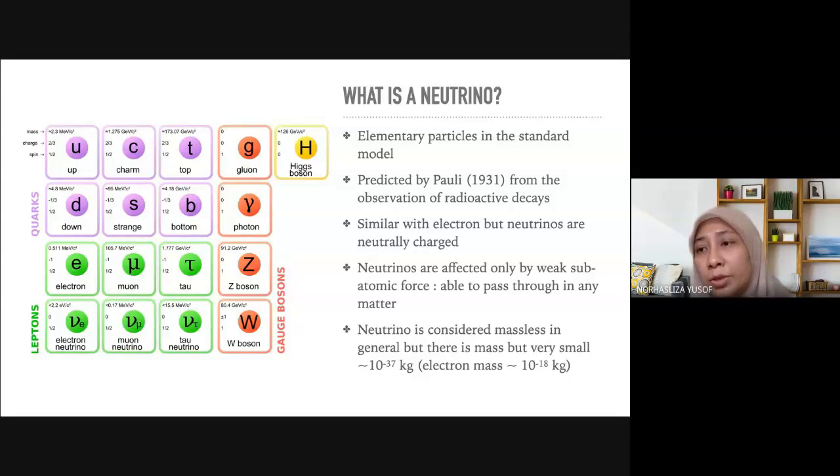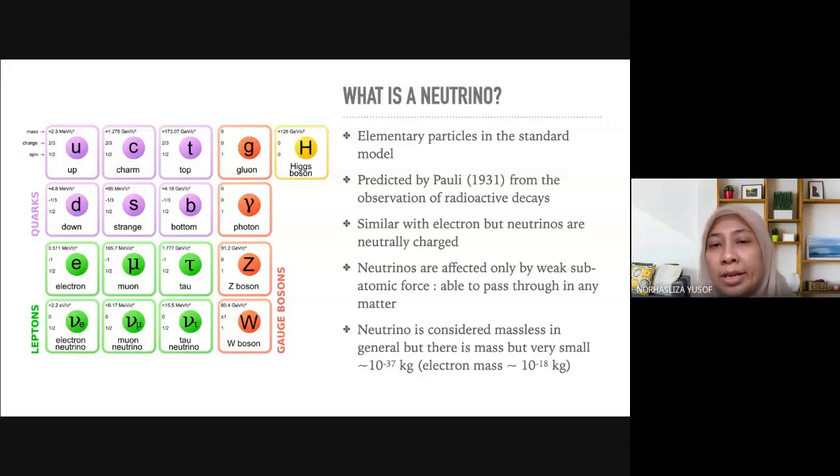So, this neutrino was first predicted by Pauli back in 1931 when he studied radioactive decay. They observed that there was some missing energy in the decay, and they suspected what particle carried this energy, and it is actually carried by the neutrinos. Okay, so technically the neutrino is similar to an electron, but it is neutrally charged.